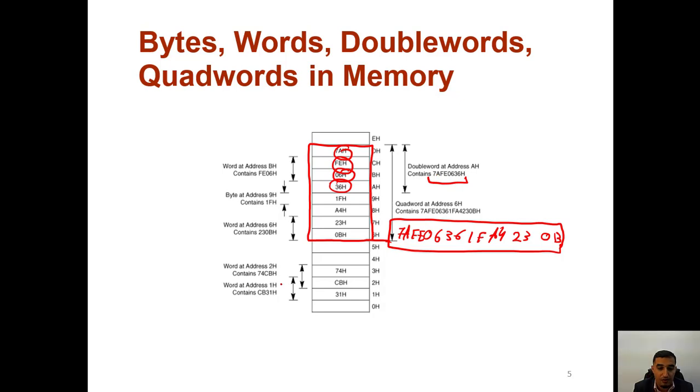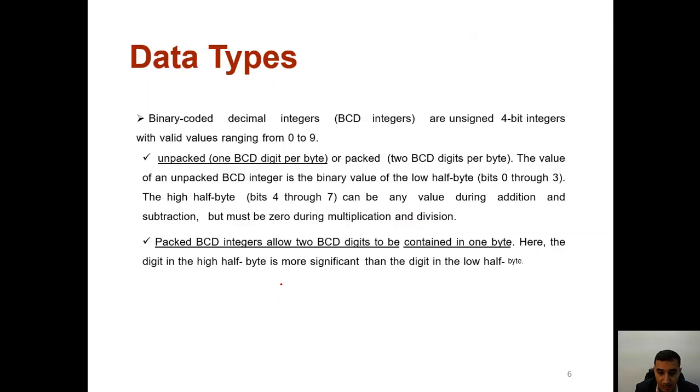The same applies over here. This is called the Little Endian method for reading the data. Again, once more, this means that the lower byte is always stored in the lower address. The lower byte is always stored in the lower address.